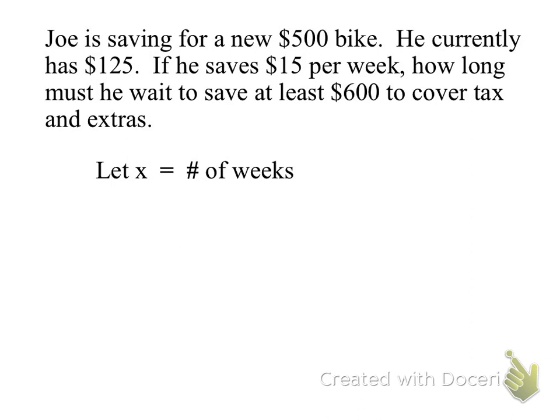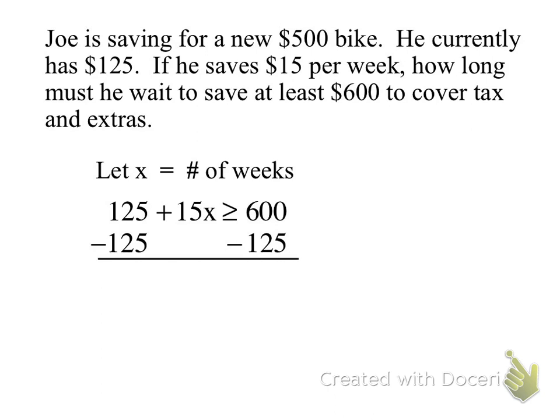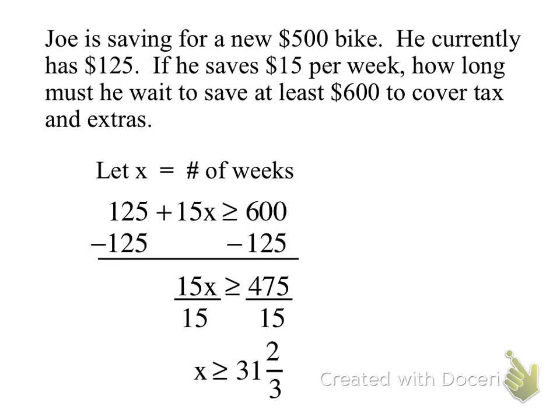600. What piece of information is irrelevant here? The $500 bike. So we're subtracting 125 and we divide by 15. And now this is very important with inequality word problems. Everybody pay close attention. I know that bell rang and you're out the door in your head, but make sense of that ending. What does that mean, Elise? X is greater than or equal to 31 2/3 in relation to the story.